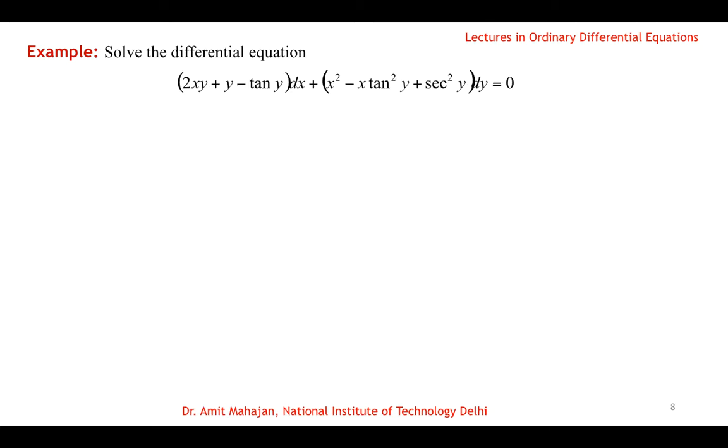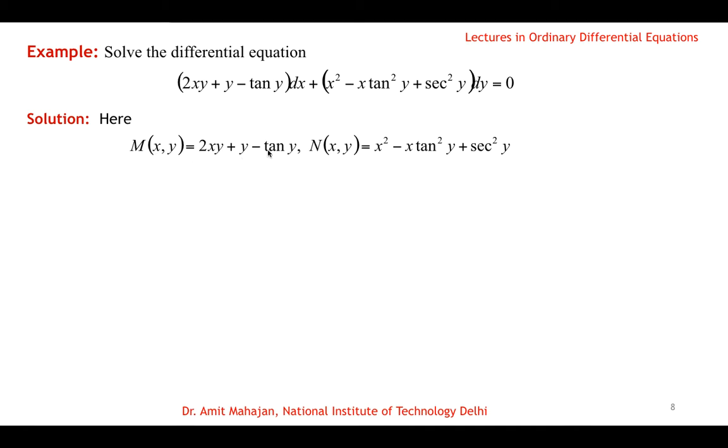Say take another example. Solve the differential equation (2xy + y - tan y) dx + (x^2 - x tan^2 y + sec^2 y) dy = 0. Now this first term will be m, because m dx plus this will be n, and dy is equal to 0. So you can write what is m and n.